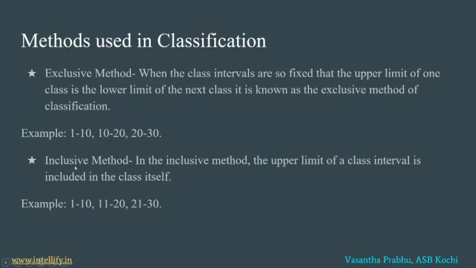Inclusive method. In the inclusive method, the upper limit of the class interval is included in the class itself. So 1 to 10, all the variables will be in the same class. And then we'll see 11 to 20. So there won't be any common variables, like it won't be shared.